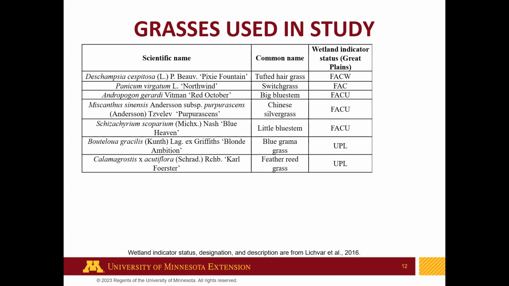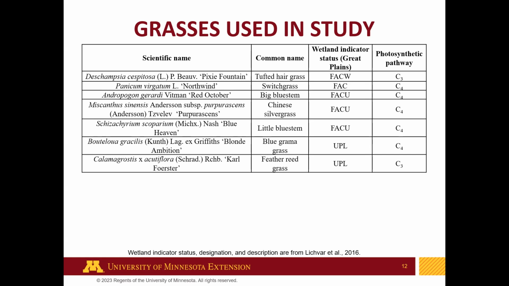These plants do encompass 4 of the 5 wetland indicator categories that I'll talk about in just a moment here. And we also have a combination of C3 and C4 plants. We mostly have C4 plants with the exception of tufted hairgrass and feather reed grass. Both of those are C3.